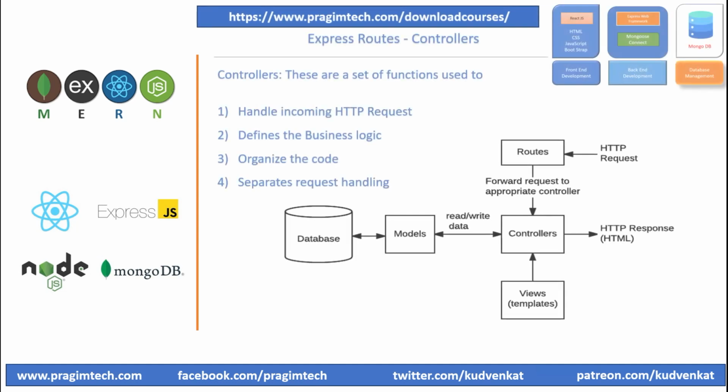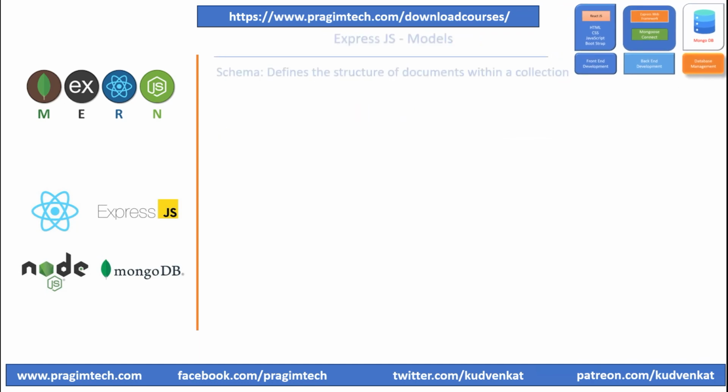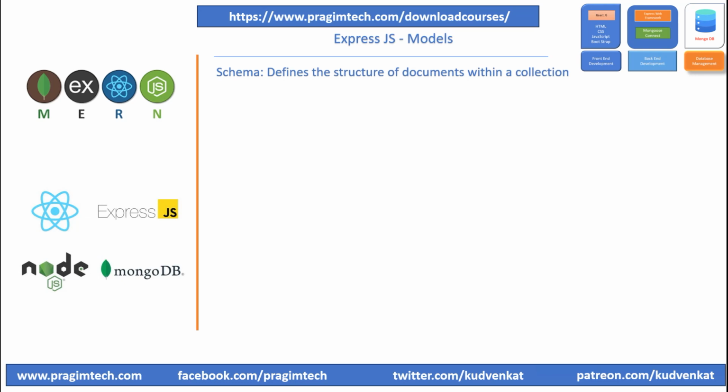In the previous session, we created a controller and migrated the API logic from the route.js file to the specific controller file. In this session, we'll create a simple model in Express.js. Please refer to the previous session before proceeding. Let's now understand the key concepts of MongoDB models with Mongoose.